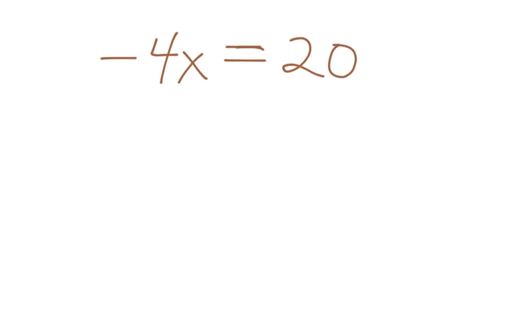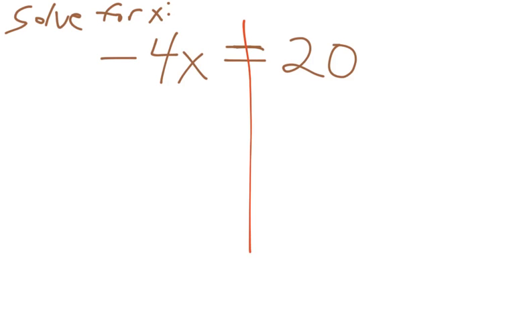So let's say we have negative 4x equals 20, and we want to solve for x. Okay, directions will always be solve for x or solve for the indicated variable. Okay? So always draw your line through the equal sign. We want to identify the variable and see what operation is happening to the variable on the side it's on. So here's the variable, and negative 4 is touching it.